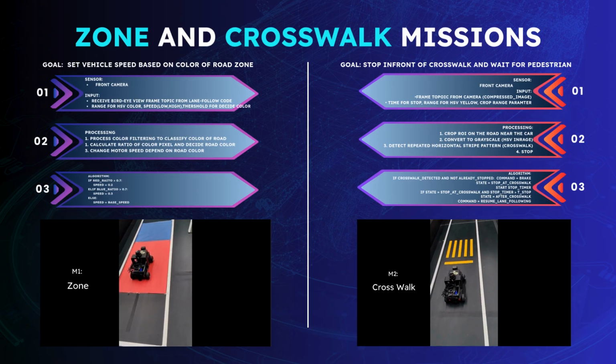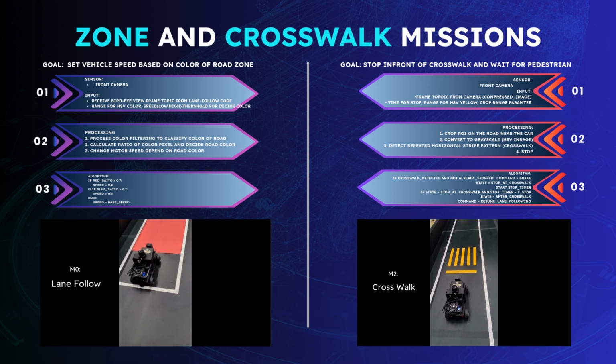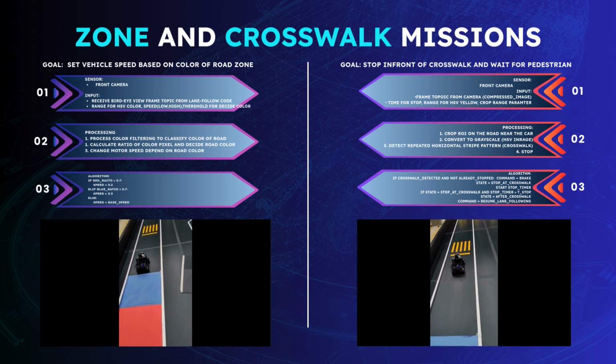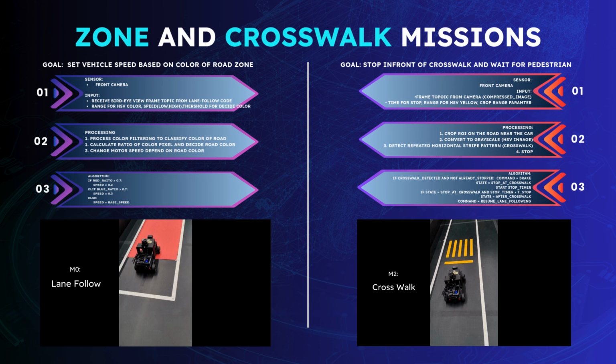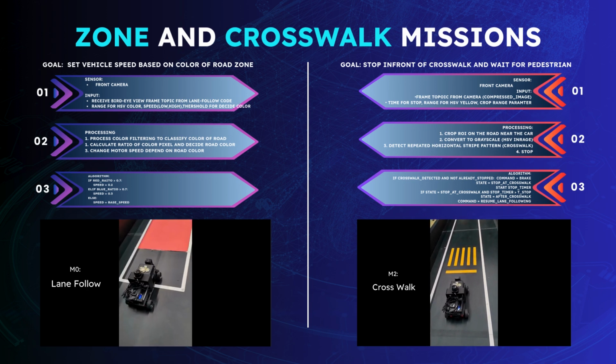In the zone mission, road color in the bird's eye image sets speed. Red zones slow down and blue zones speed up. In the crosswalk mission, a stripe pattern triggers a controlled stop and short wait before continuing.